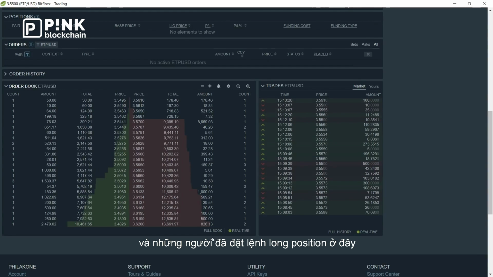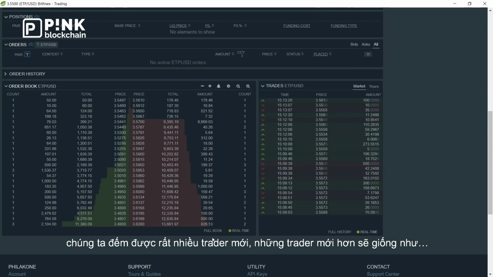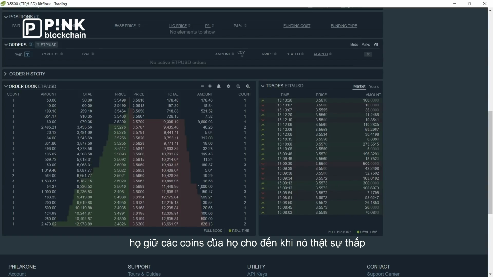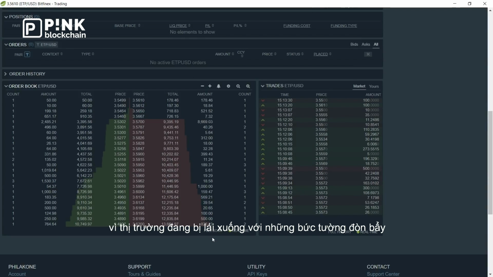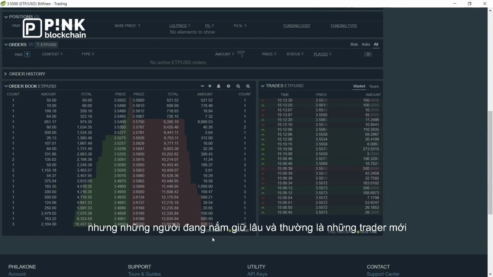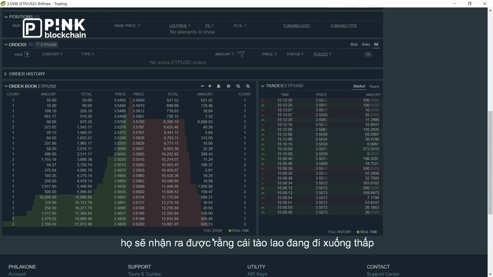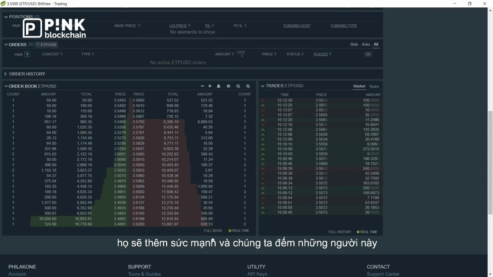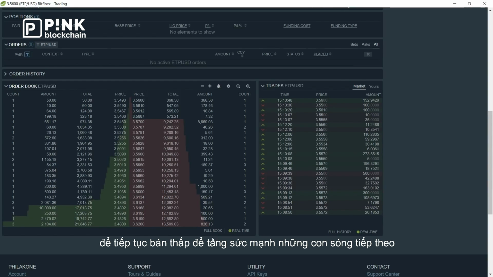And then the people that entered a long position, right? We count on a lot of newer traders, just as an example. Newer traders will hold on to their coins until it goes really low, right? So as the market is being driven down with these leverage walls, of course, we're going to profit when we close our short on the bottom. But the people that have been holding long, usually the newer traders, will realize, oh crap, it's going low. So they will add into strength. And we count on those people to keep selling down with us to add into strength on the next waves.